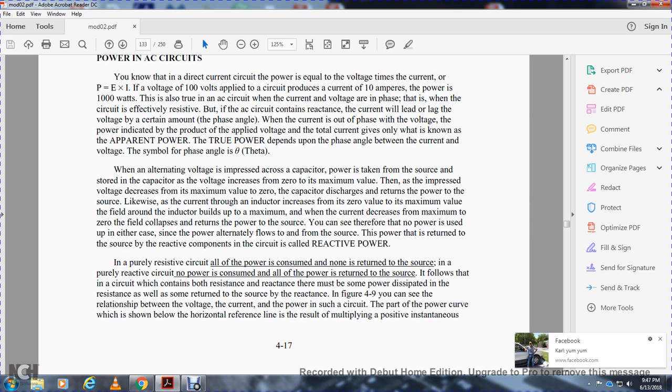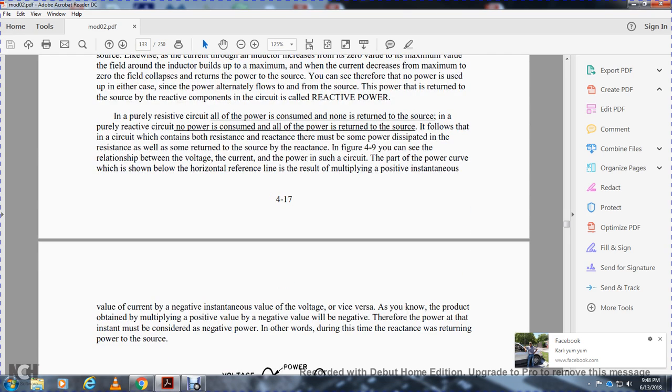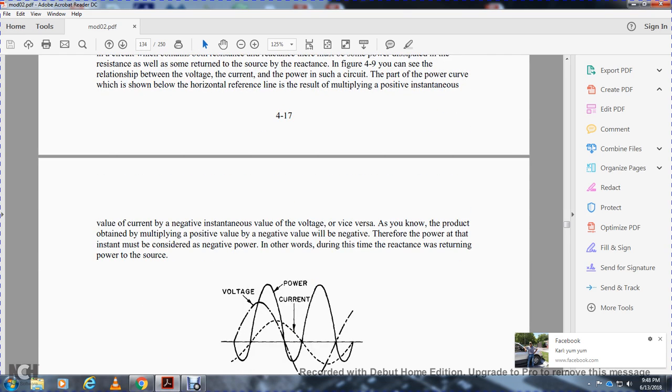In Figure 4-9, you can see the relationship among the voltage, current, and power in such a circuit. The part of the power curve shown below the horizontal reference line results from multiplying the instantaneous value of the current by the negative instantaneous value of the voltage, or vice versa. Therefore, the power is considered negative power. In other words, during this time, the reactance was returning power to the source.